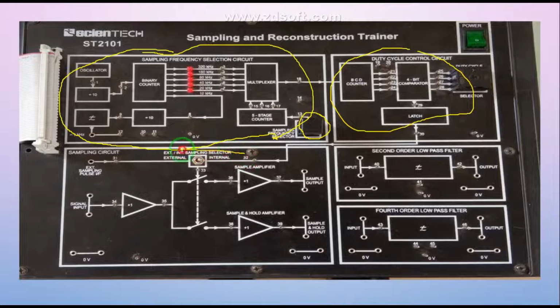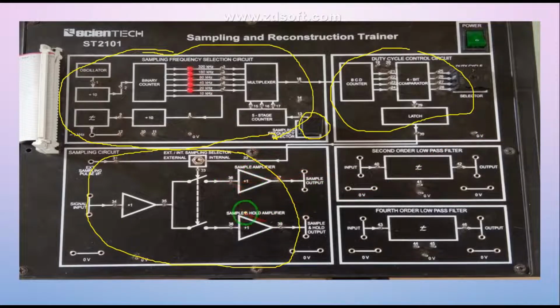It is your sampling selector. That is your natural sampling and your sample and hold amplifier. As we discussed in theory, guys, there are three types of sampling: ideal sampling, natural sampling, and sample and hold sampling. Since we are not going to use ideal sampling because practically we couldn't use that one, we are going to show what?